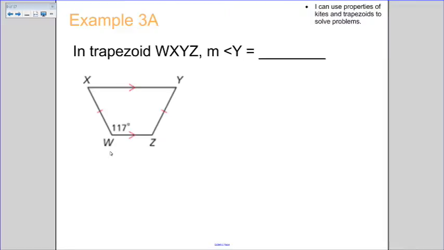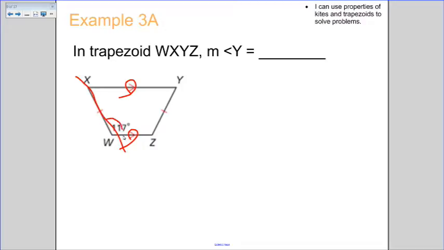So let's take a look at trapezoid WXYZ. In WXYZ, we're trying to find the measure of angle Y. So let's figure out what we know about this trapezoid here. Well, I have these two parallel sides, and this leg here acts as a transversal. Okay? So I have two parallel sides cut by a transversal.